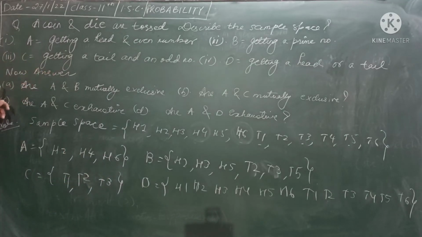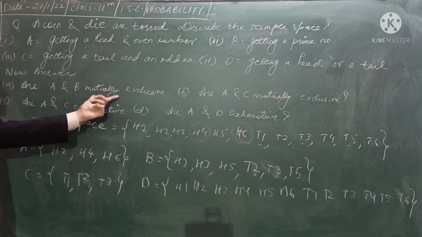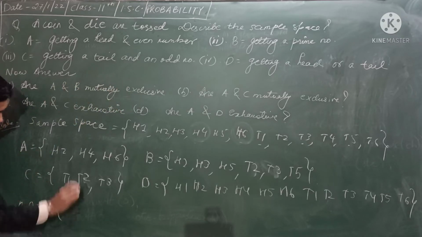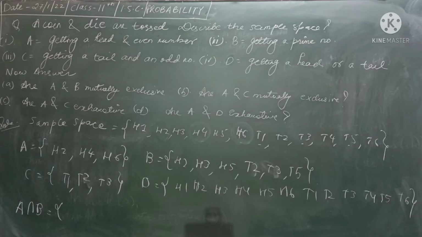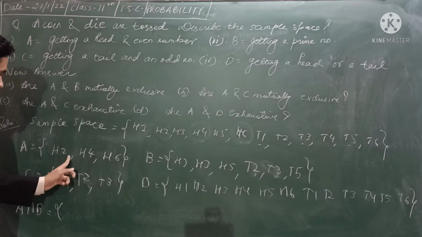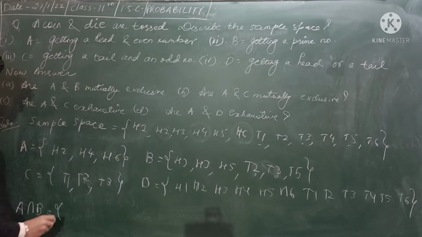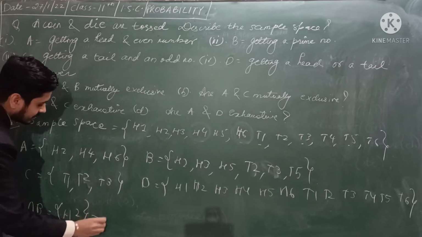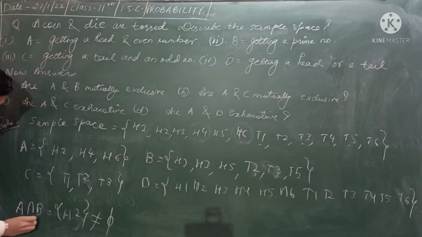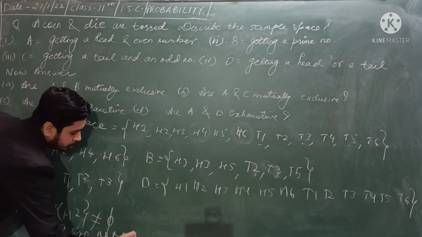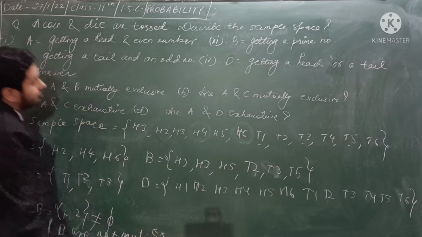Now answer that: are A and B mutually exclusive? For mutually exclusive, what do we go for? We go for their intersection. So A and B. Just see, is there anything matching? So yes, definitely H2. H2 is only, that means it is not equal to empty. So A and B are not mutually exclusive.